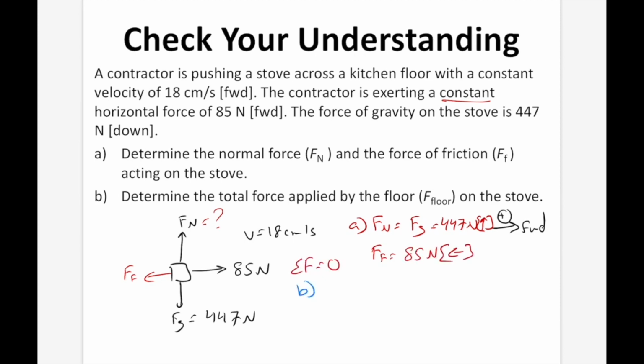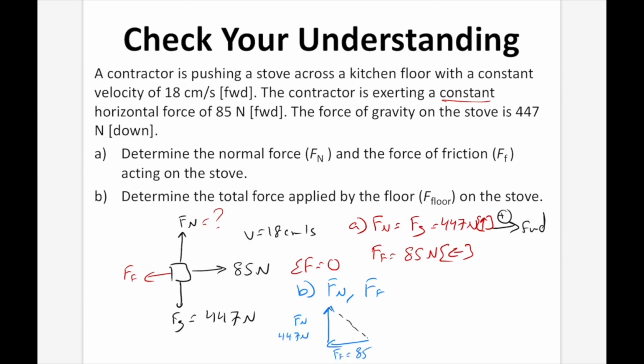Now B is a little bit more tricky. Determine the total force applied by the floor on the stove. So what forces are being applied to the stove by the floor? We have the Fn and we have the force of friction. So what we're going to do is set up our triangle using just these two forces. We're going to have the force of friction going to the left. We're going to have the force normal going up. Force normal was 447 newtons. Force of friction was 85 newtons.